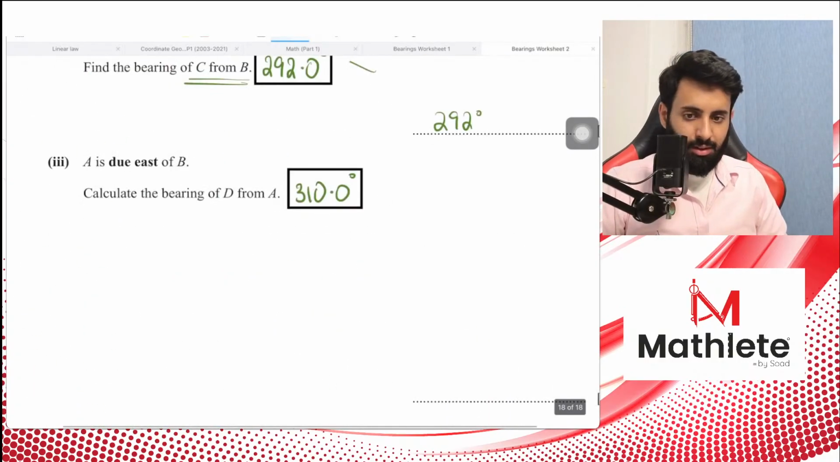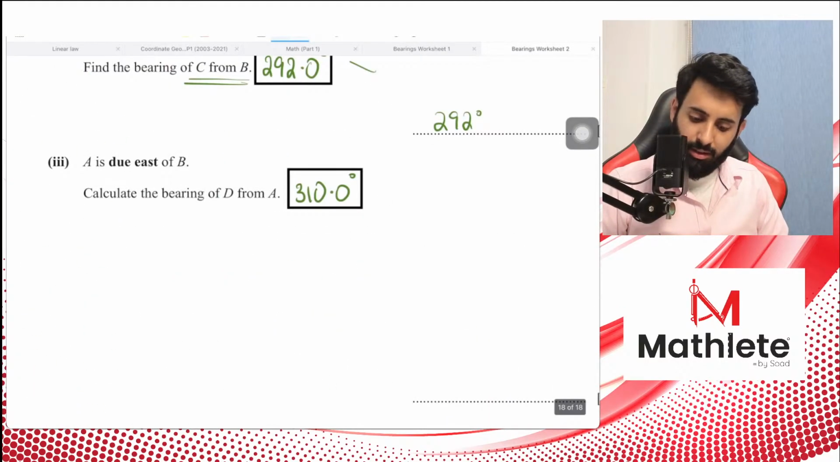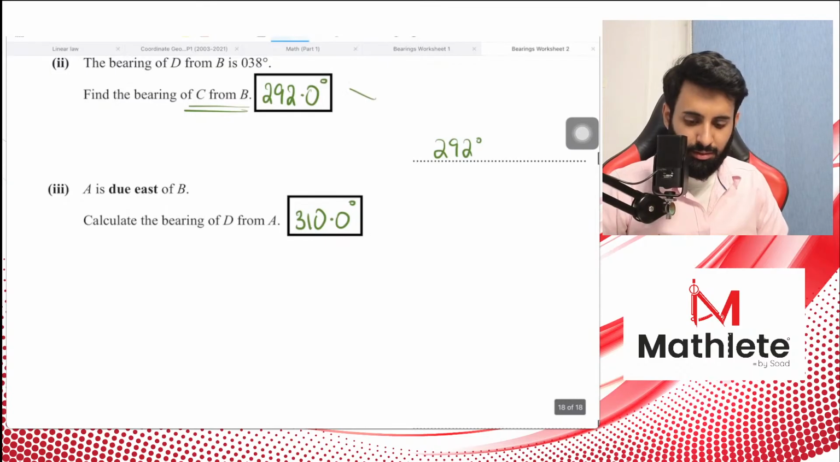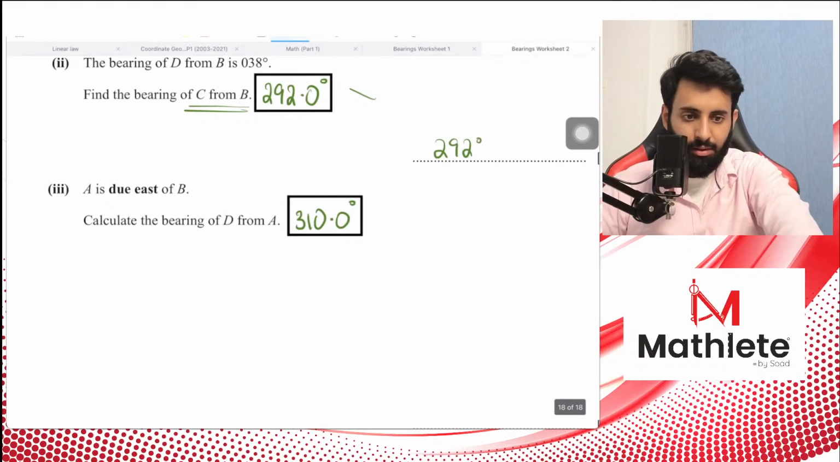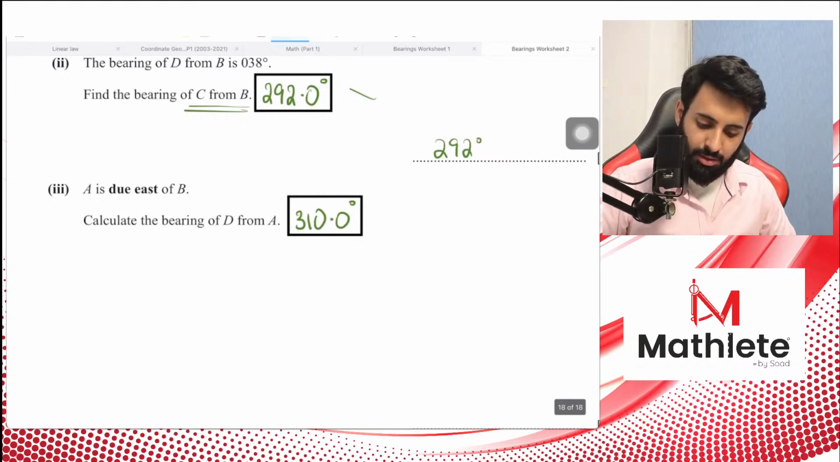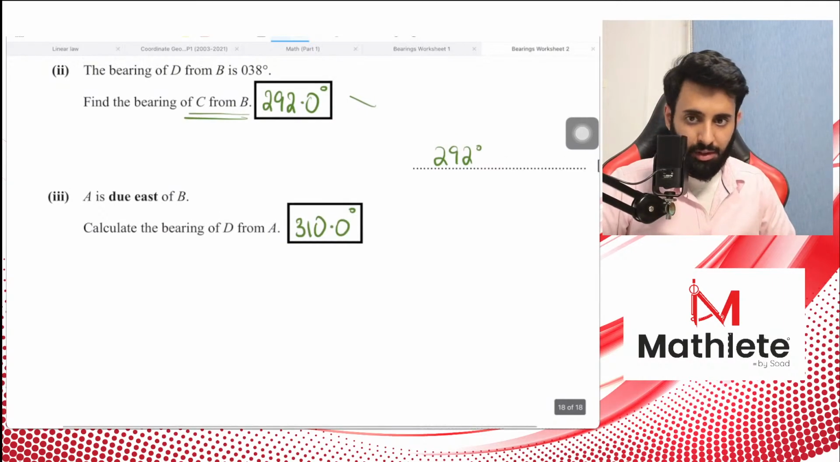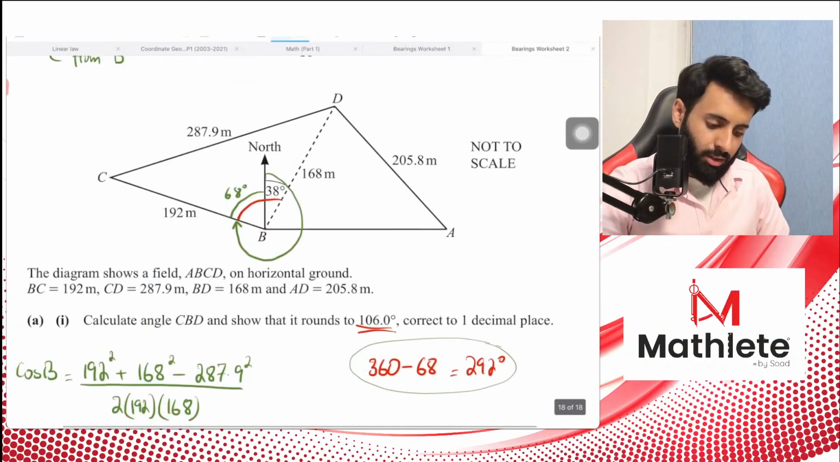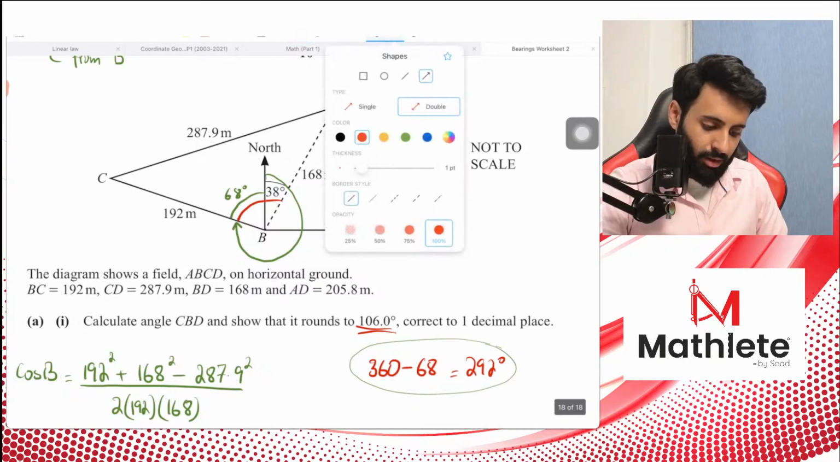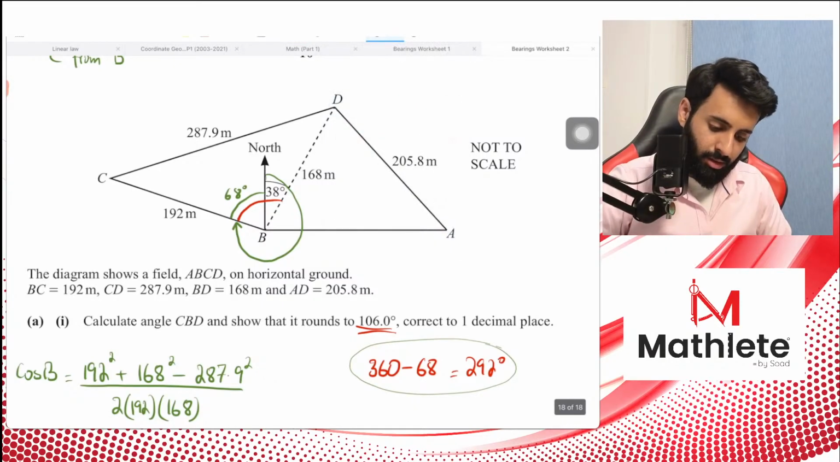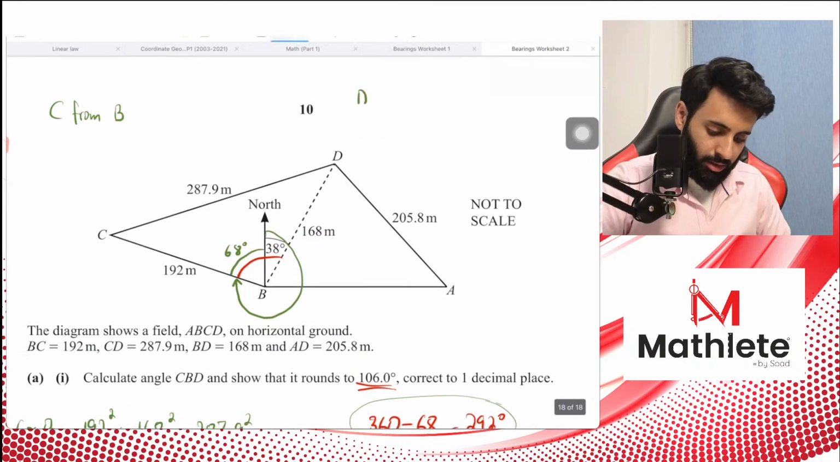Now here's part 3. Let's see what part 3 says. Part 3 says A is due east of B, and you're supposed to calculate the bearing of D from A. Let's see how we can do that. It's the bearing of D from A. I'll just write it over here so that again we don't lose track.